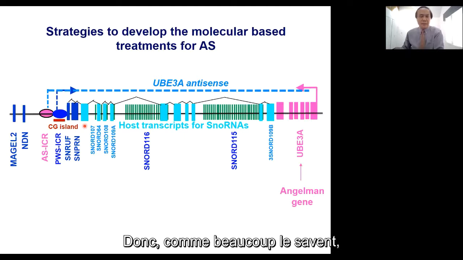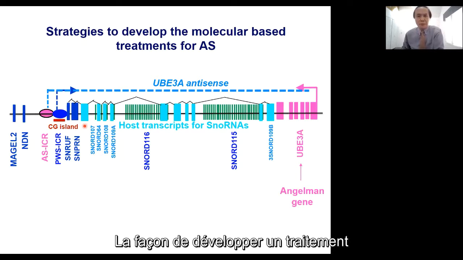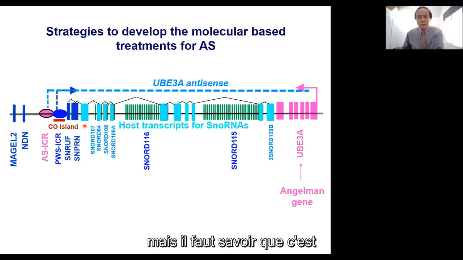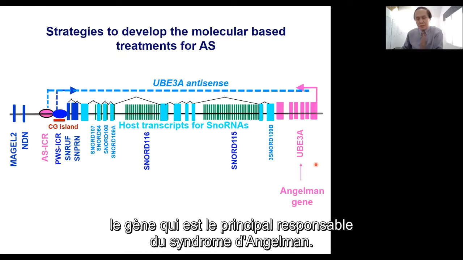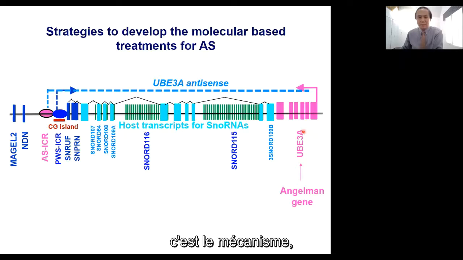As many of you know, we still need to understand a lot of detail for Angelman. How do you develop a treatment? This is a cartoon. It's a little complicated molecularly, but just to quickly highlight, this is the gene primarily responsible for Angelman syndrome. If you miss this one gene by many different mechanisms, eventually it ends in a deficiency of UBE3A. That's what causes Angelman.